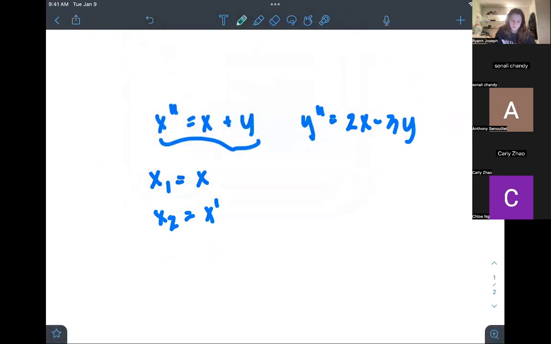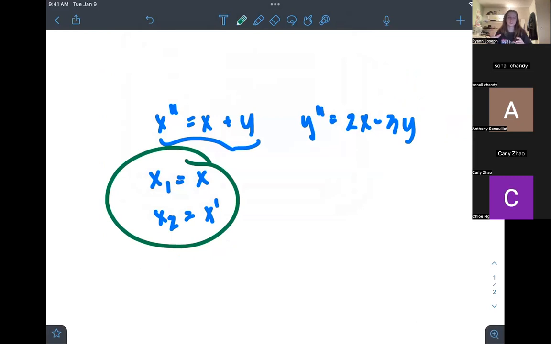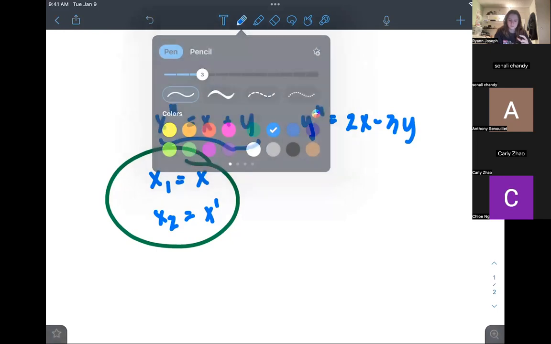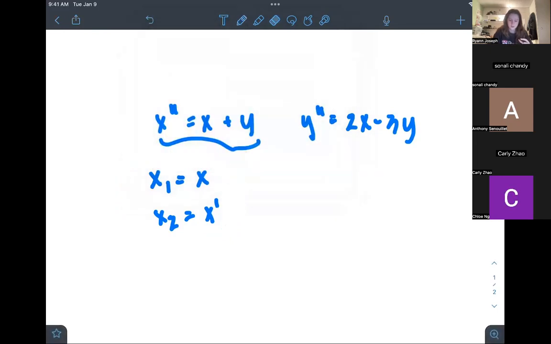This was on one of the quizzes, and on the rubric, it was like, can they make this relationship? So making sure that you understand, in order to convert it to a first order system, you need to make this true. But yeah, so here we have this, and then also we have x3 is equal to y, and x4 is equal to y prime.